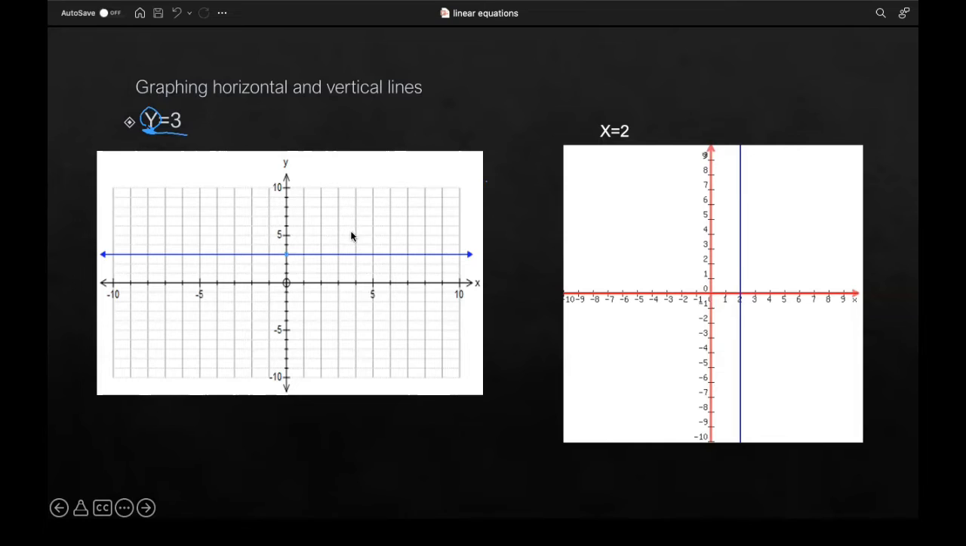And so this will result in a horizontal line. When I'm given x equals 2, I will intersect the x-axis at 2, and I will get a vertical line at the end. So they're opposites of each other. When I intersect the y, it's going to be a horizontal line, rather than a vertical line. However, the point is to intersect the axis, not to have a vertical line. So x equals 2, I intersect the x-axis at 2, and I get a vertical line. This is the point of graphing vertical and horizontal lines.